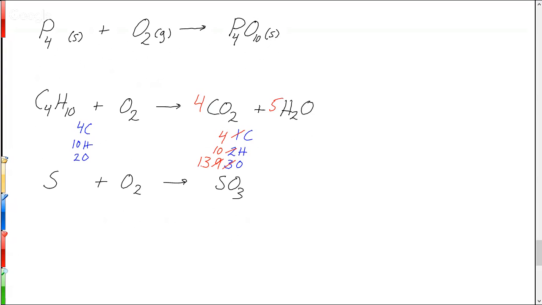Yeah, because there's 13 on the right, but we can only change the left in multiples of 2, because it's O2. So if we put a 6 there, we get 12 oxygen on the left. But if we put a 7 there, we get 14 oxygen on the left. There's no way to get 13 because we can't put a half in there. So what do you do?